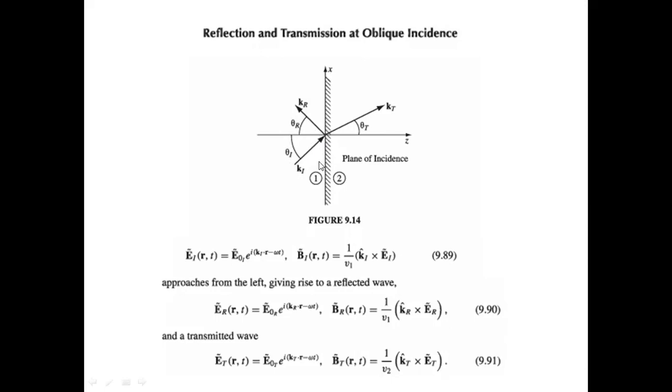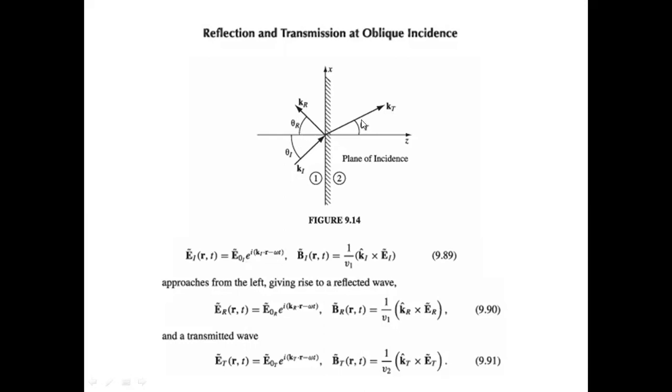So here you can see Ki. The K is the propagation vector. Here I denotes the incident propagation vector, R denotes the reflected propagation vector, and T denotes the transmitted propagation vector. Now it is incident at angle theta I, and some part is reflected, some part is transmitted.